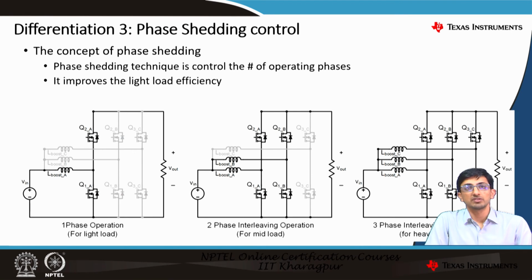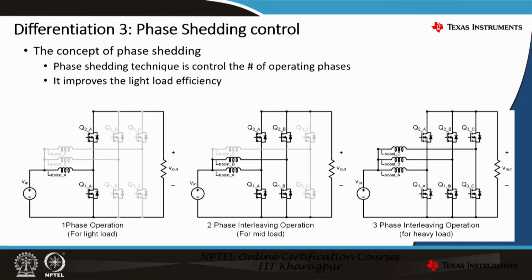Then the last differentiation is the phase shedding control. So the concept of phase shedding is basically that if you have light load, you would not want to operate all the 6 switches in parallel, because ultimately that will introduce a certain amount of switching loss and a certain amount of complexity. What you would want to do is that if there is a light load operation, then you can only use a single phase and eliminate the other 2 phases.